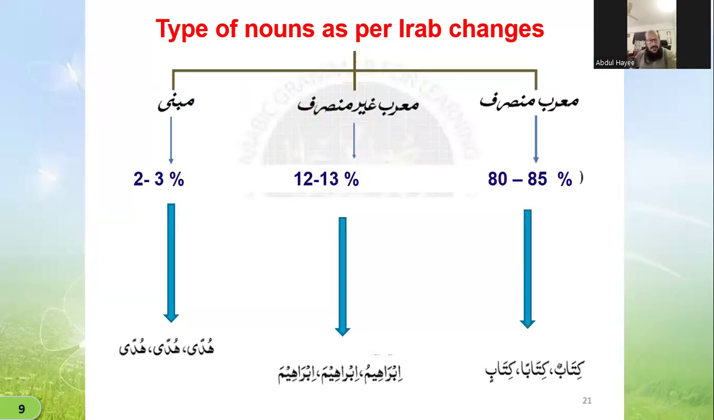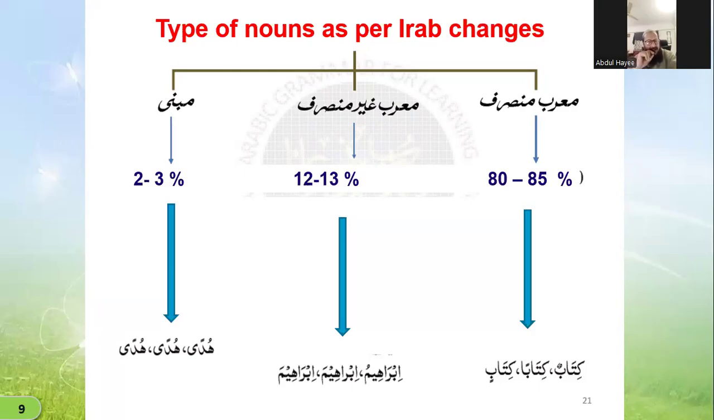In Arabic, all nouns are divided into three categories. The first is called Mu'arab Munsarif. They are 80 to 85% of the asma, the nouns which have three forms: double dhamma, double fatah, double kasra. Just like kitabun, kitaban, kitabin. The nouns in this category are the maximum, 80 to 85%.